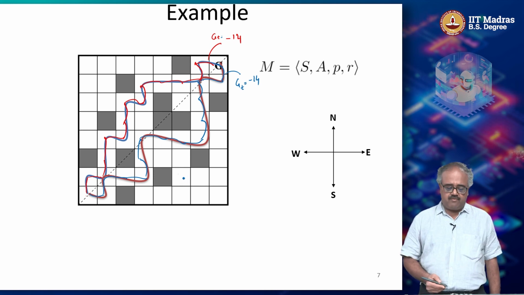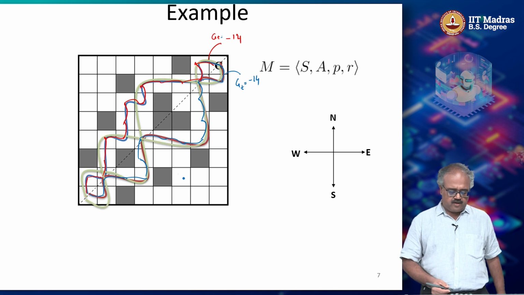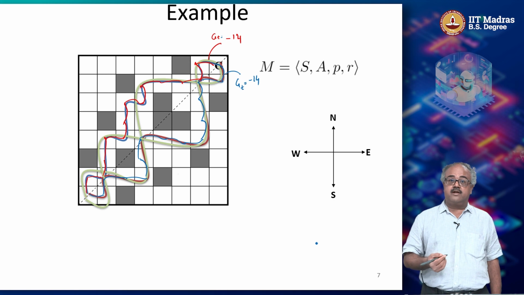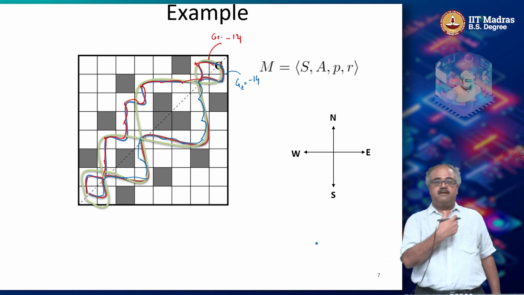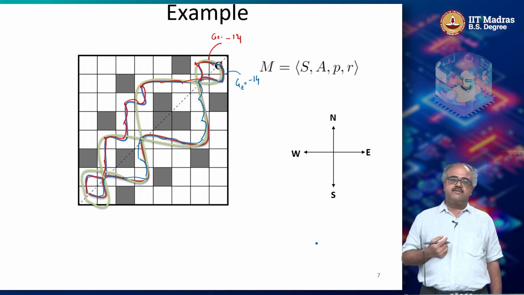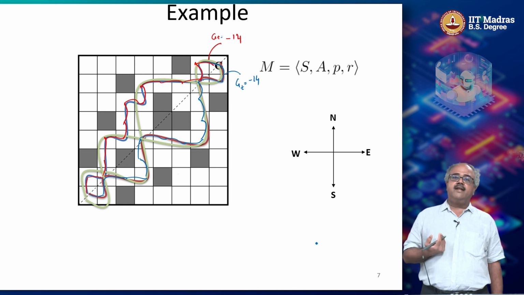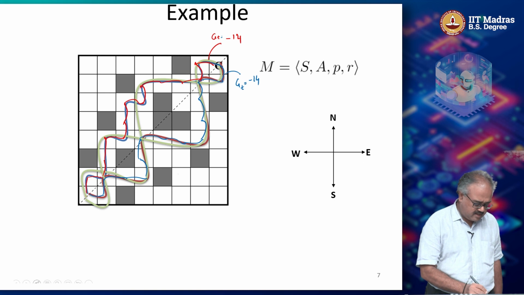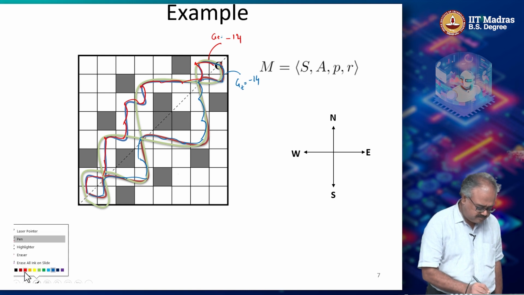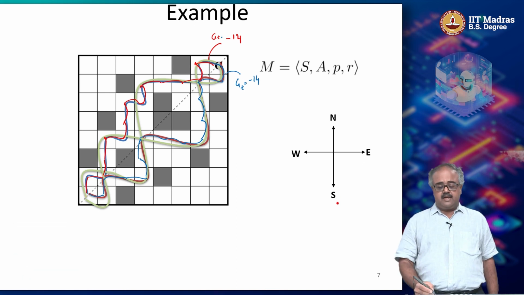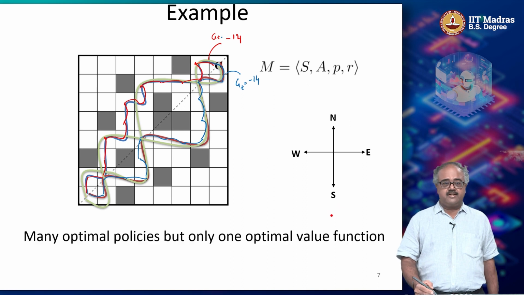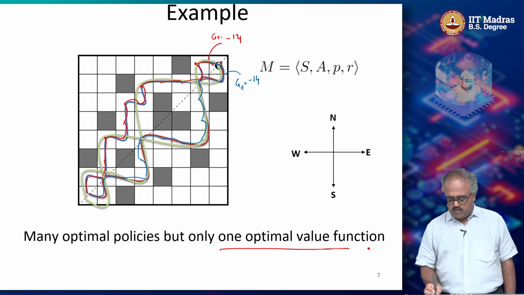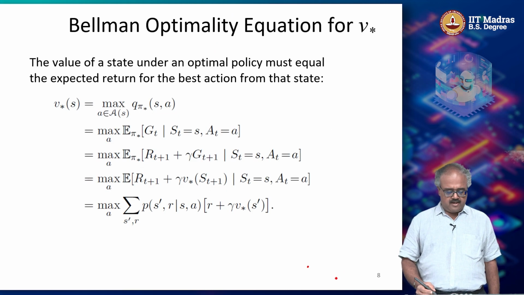So, all of these have a return of -14, and each one of these green policies also has -14 as the total return. If you actually stop and evaluate the value functions of these policies from anywhere, you will find that the return is the same. Therefore, you have a situation where there could be many optimal policies, but only one optimal value function.